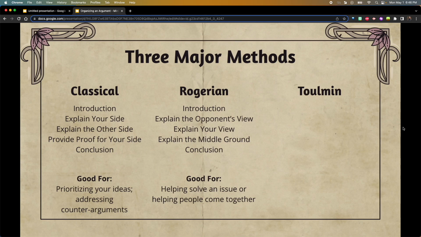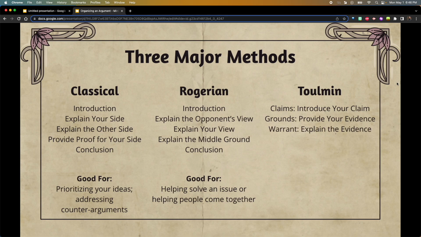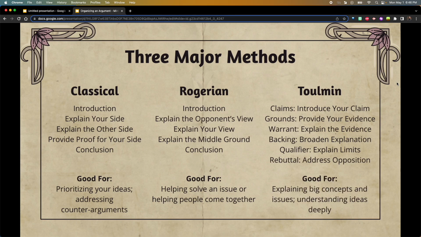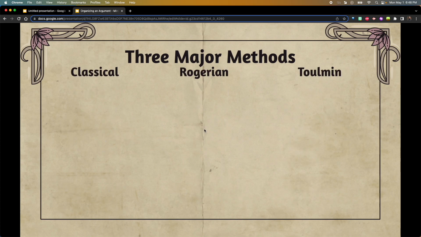Lastly is the Toulmin method. In this one, you have what's called a claim, where you introduce your claim. You have your grounds, where you provide your evidence. You have a warrant, where you explain your evidence, and these two can go back and forth. You have a backing, where you talk about the bigger picture of why it matters. You have a qualifier, where you explain the limits, and you have a rebuttal, where you address the opposition. This is good for explaining big concepts and issues and understanding ideas deeply.